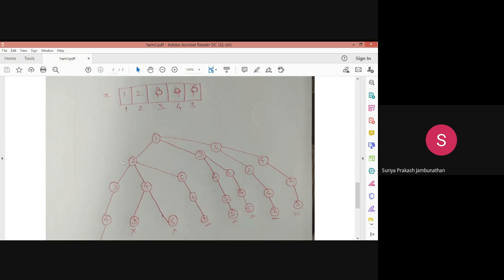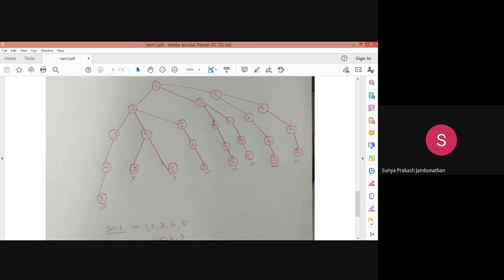When visiting node 2, we see which nodes it is connected to. From node 2, the connectivities are 3, 4, and 5. When we take node 3, from node 3 we have connectivity to node 4.